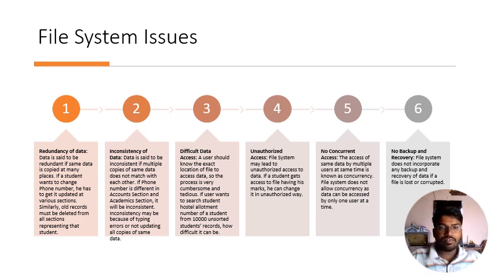Unauthorized access. A file system may lead to unauthorized access to data. If a student gets access to a file that has his marks, he can change it in an unauthorized way. No backup and recovery. A file system does not incorporate any backup and recovery of data if a file is lost or corrupted.